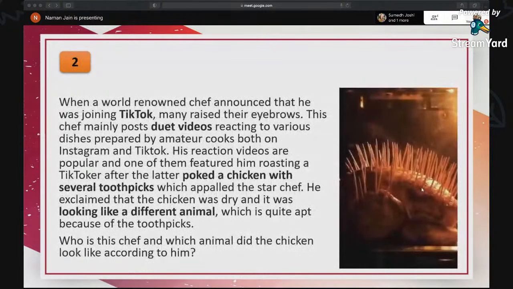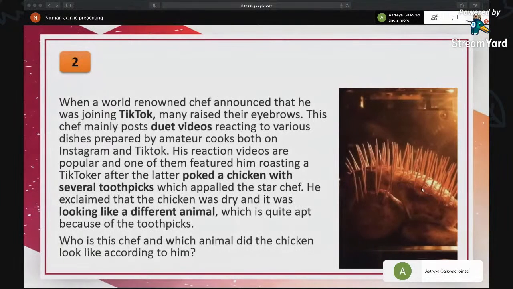Okay. So when a world-renowned chef announced that he was joining TikTok, many raised their eyebrows. So this chef mainly posts duet videos reacting to various dishes prepared by amateur cooks, both on Instagram and TikTok. His reaction videos are popular, and one of them featured him roasting a TikToker after the latter poked the chicken with several toothpicks.